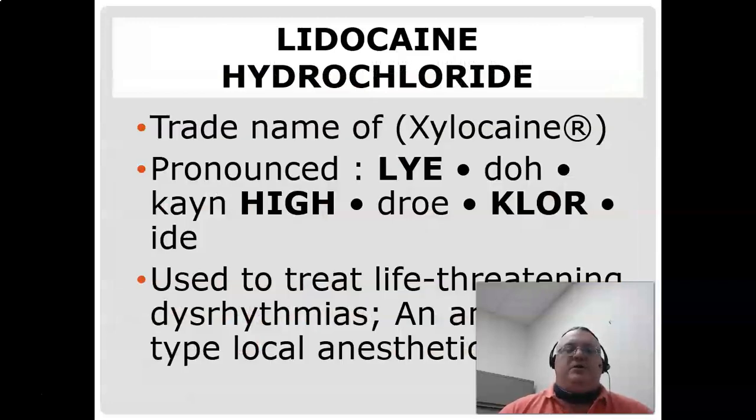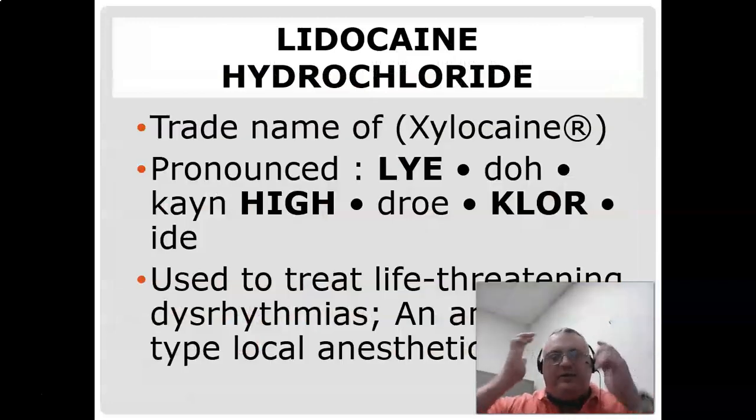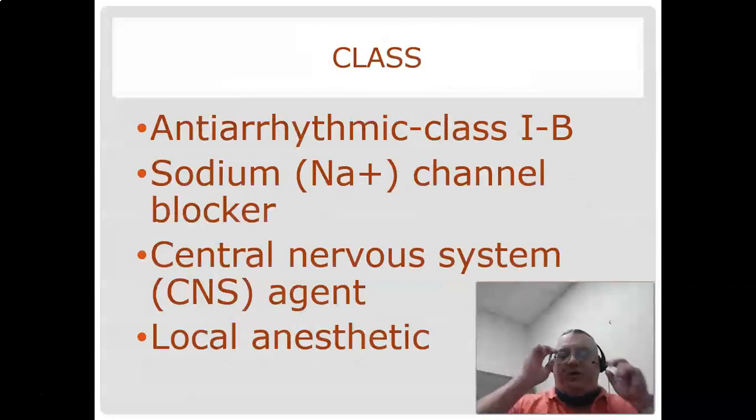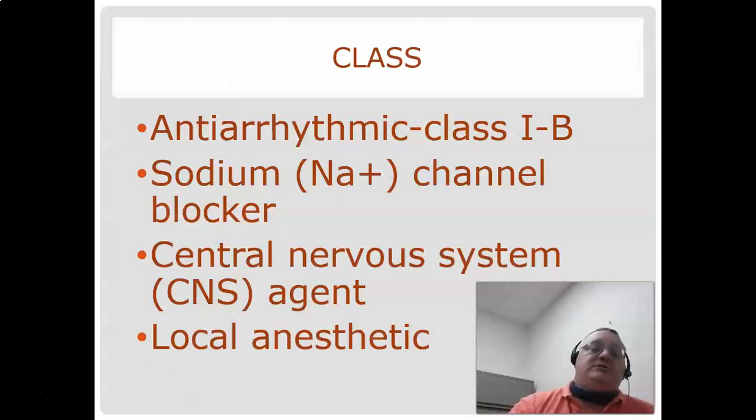So, lidocaine hydrochloride, otherwise known as Xylocaine, is used to treat life-threatening dysrhythmias. It's also used as a local anesthetic, but it's got other uses as well, besides the anesthetic properties. It helps decrease the intracranial spike associated with using succinylcholine, and it actually prolongs a little bit of the succinylcholine effects. The class of drug that it is: an antiarrhythmic, a class 1B.